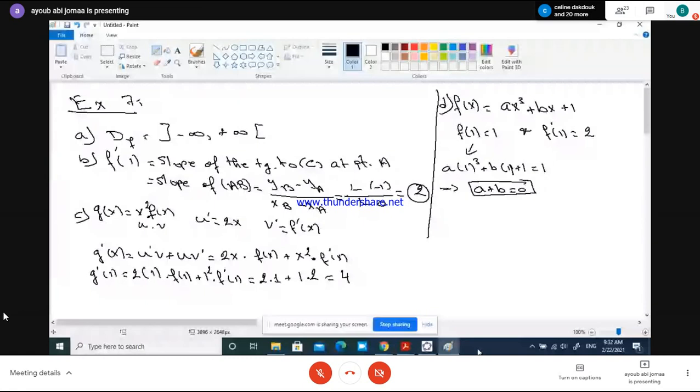F of 1, when I say f of 1 equal to 1, what is the value of x? 1. Here x by 1.